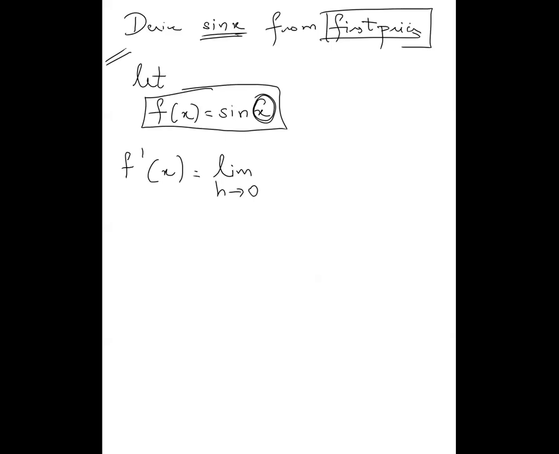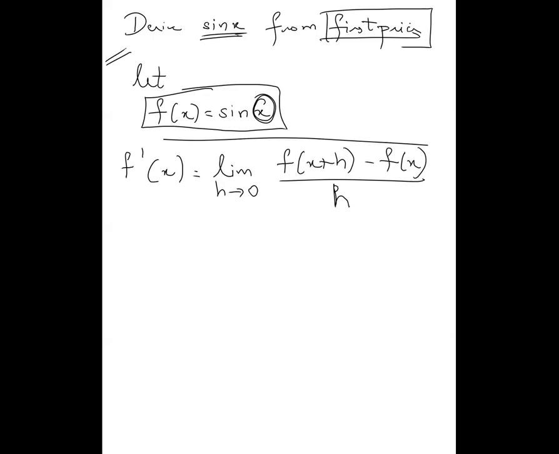But the moment you bring f dash into the picture on the left hand side, one extra letter called h will come into the picture, and wherever h goes here, 0 always follows. Remember that hint. So limit h tends to 0, f of x plus h minus f of x, whole thing divided by h. This is the meaning of first principle. In other language, this is the formula for first principle.